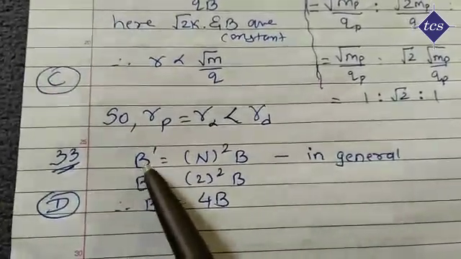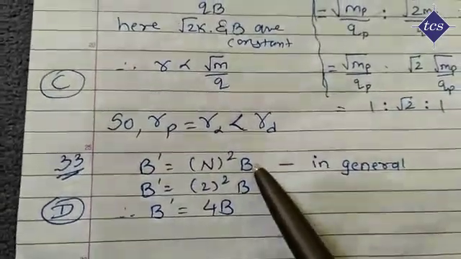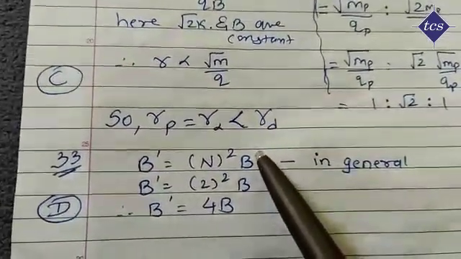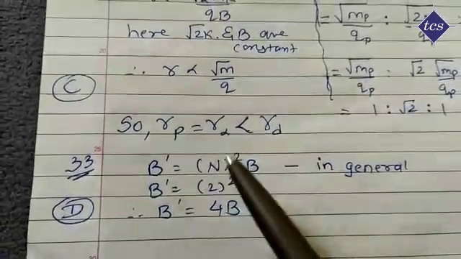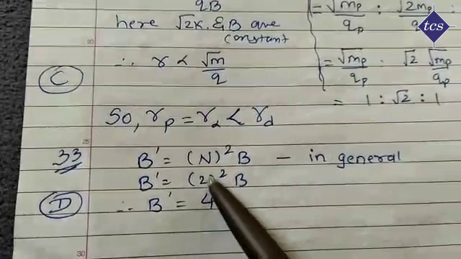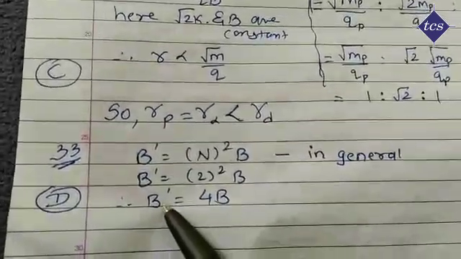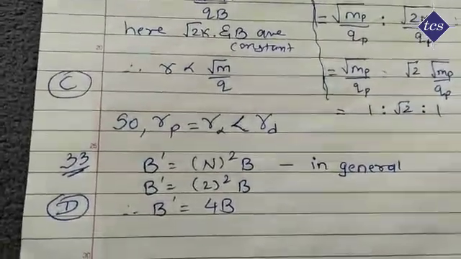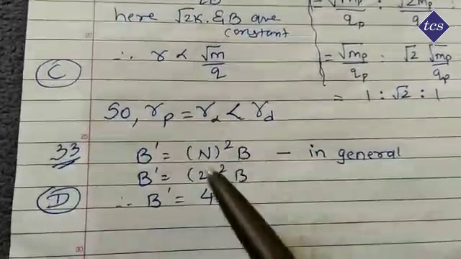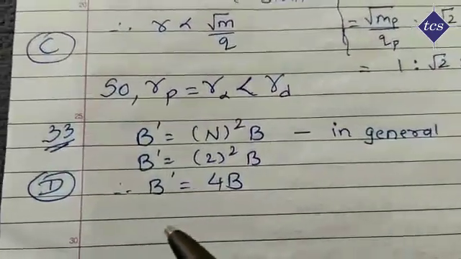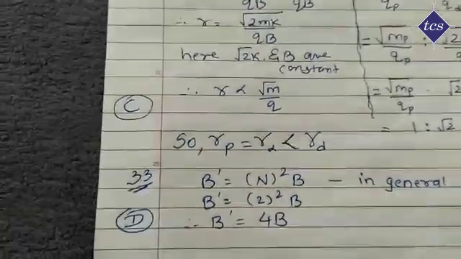Again, B dash is the magnetic field at the center of a loop having n turns, and this B is the magnetic field at the center of a ring that is having 1 turn, and n is nothing but the number of turns. Over here it is mentioned 2 turns, so 2 squared will be 4. So the magnetic field at the center of a loop having n turns will be 4 times that of the single-turn magnetic field. So this will be a general formula. Remember this, it will be helpful for you in other numericals also. So for question 33, the correct option will be D.